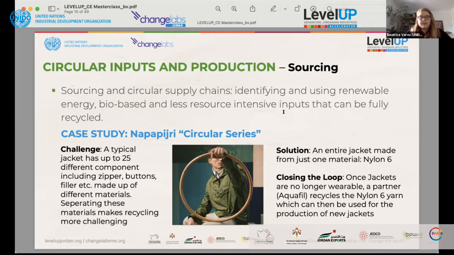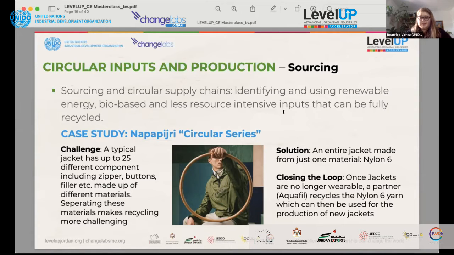So the solution that Napapijri came up with is that they decided to go with just one material, which is nylon 6. Again, it's not about removing plastic or polyesters entirely from your supply chain, but just being more deliberate in the choice of material, with the objective that it's easier to recycle and to recover that material. So in order to make that happen, they produce jackets with just the one material.